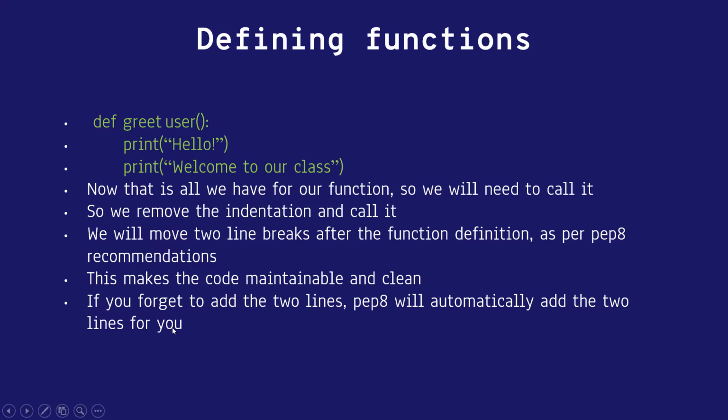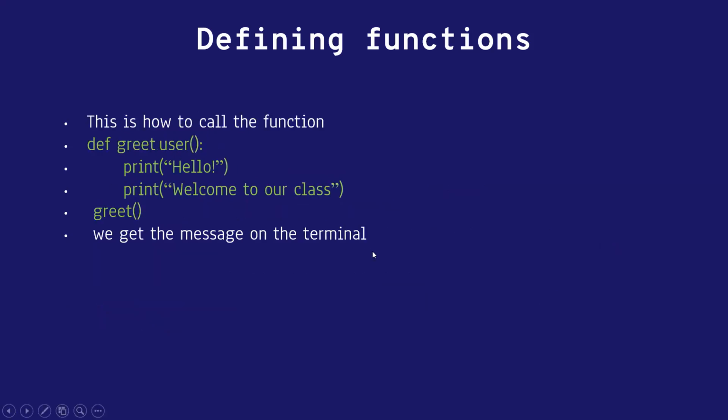We'll move 2 line breaks after the function definition as per PEP 8 recommendations. This makes the code maintainable and clean. If you forget to add the 2 lines, PEP 8 will automatically add the 2 lines for you, like we saw in the program. So this is how to call the function. You have greet_user. That is, you use the one that I use on the interpreter on VS Code. We get the message on the terminal.